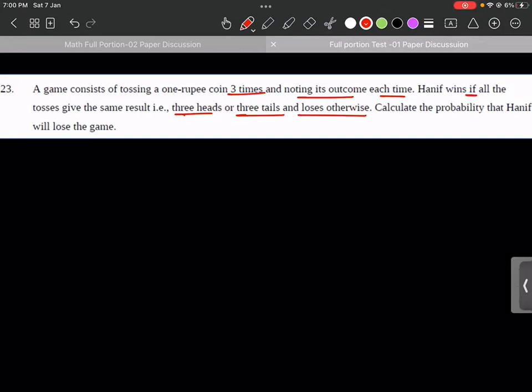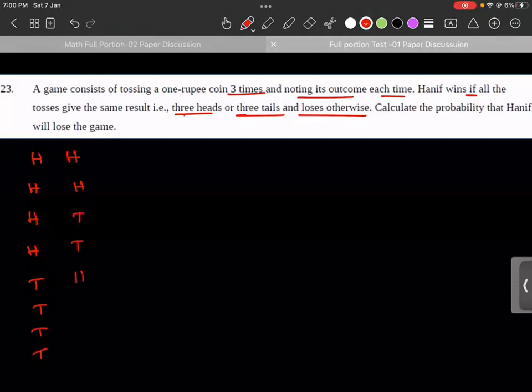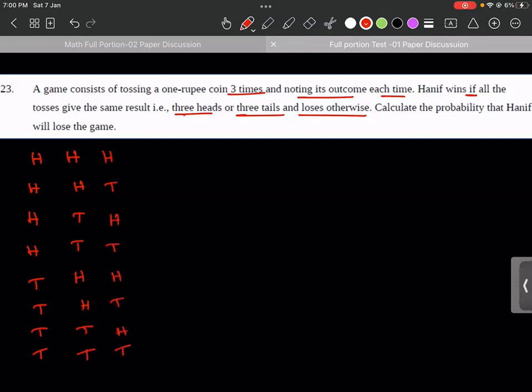So when you toss this 1 rupee coin thrice, what is going to be the outcome? So total outcomes will be 8. What are the outcomes? When I told you 8, you write it like this: head, head, head; head, head, tail; head, tail, head; and so on for all 8 combinations.